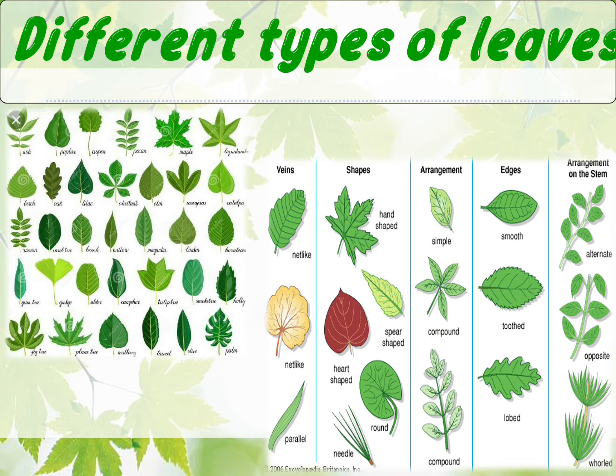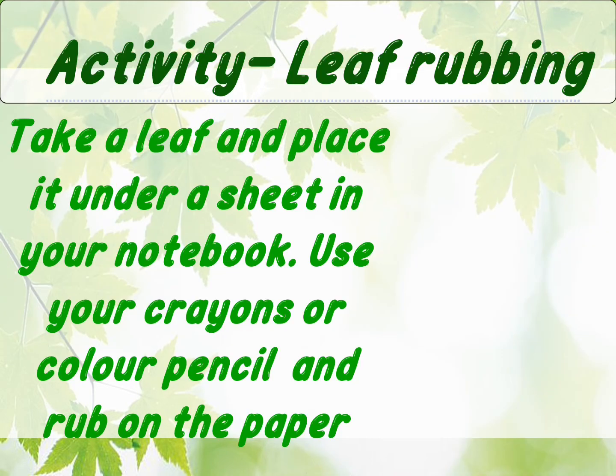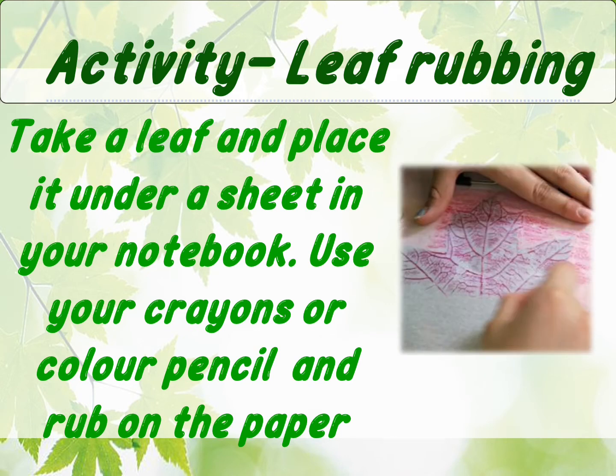So, we are going to do the activity of leaf rubbing. What I want you to do is to take a leaf and place it under a sheet in your notebook and use your crayons or color pencil and rub on the paper. The leaf is below, and on top of that you start like you're coloring. And slowly, you will see, like in the picture, lines and things. You're tracing the leaf.